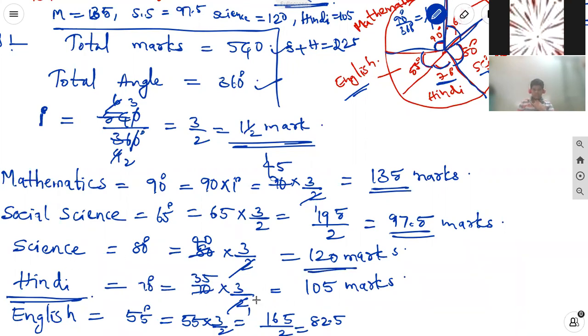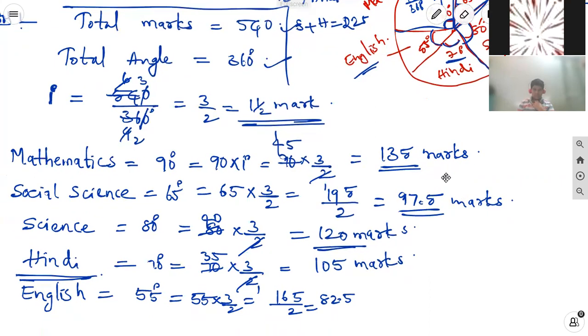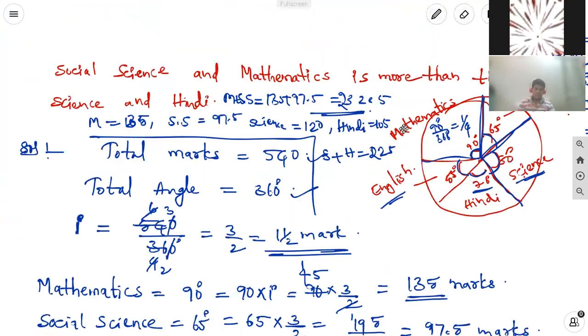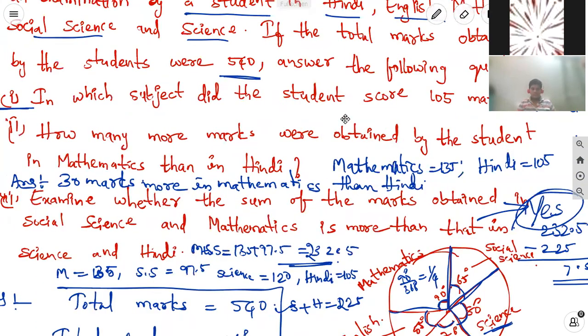Hindi, 70 degrees means 105 marks. English, 55 degrees means 82.5 marks. So the first question is, in which subject did the students score 105? Hindi subject. How many more marks were obtained by the student in mathematics than in Hindi? Mathematics marks are 135, Hindi is 105. The difference is 30 marks more in mathematics than Hindi.